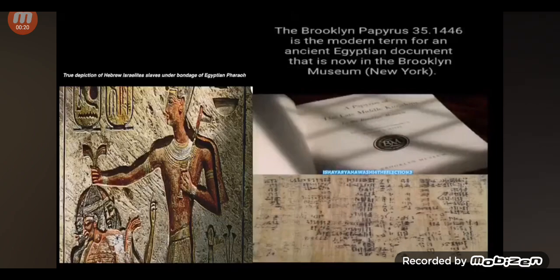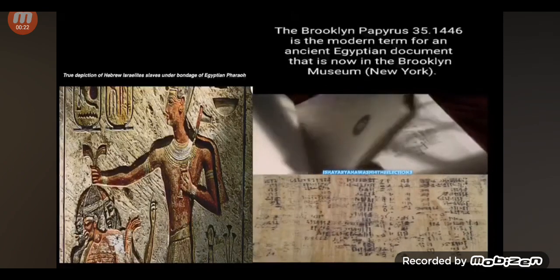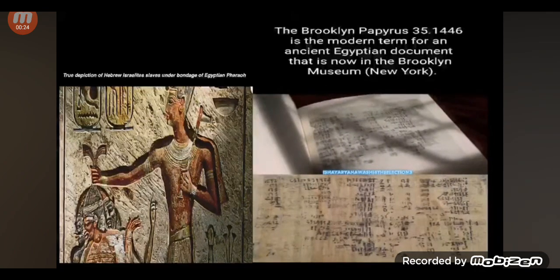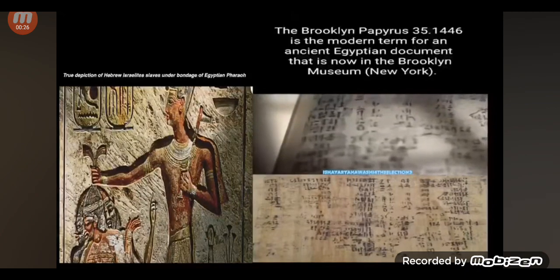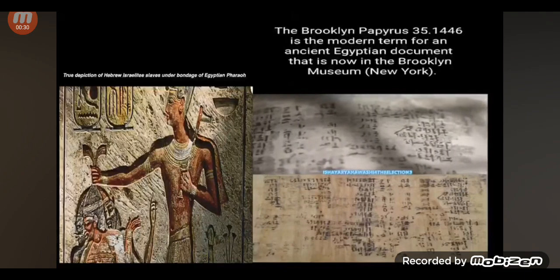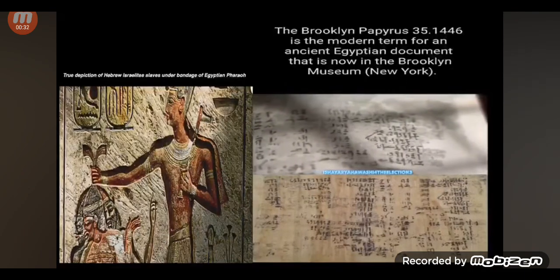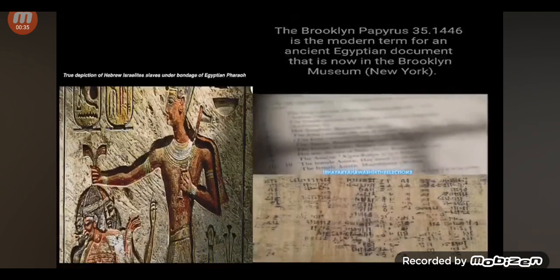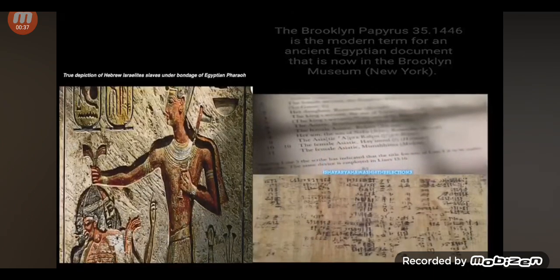It's called the Brooklyn Papyrus. And this actually is a list of domestic servants from one estate. We have maybe up to 100 people listed as slaves in Egypt. When we look at those names, 70% of them are Semitic names. And you can literally pick off Israelite names in there.